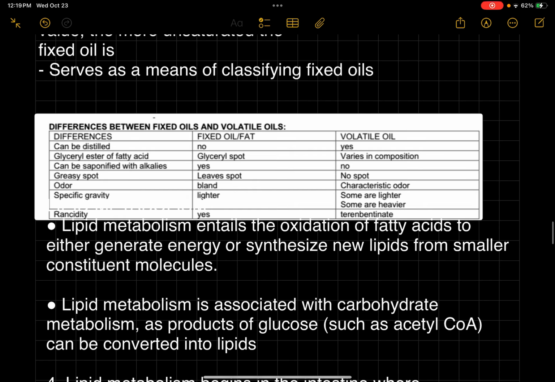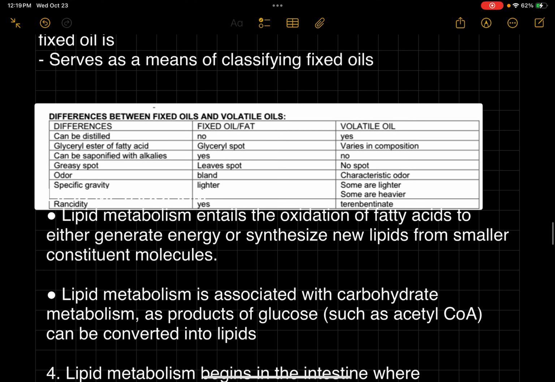So we have the differences between fixed oils and volatile oil. Fixed oils cannot be distilled, however volatile oil can. Fixed oils are glyceryl esters of fatty acid, while volatile oil varies in composition. Fixed fat can be saponified with alkalis, yes. Volatile, no.